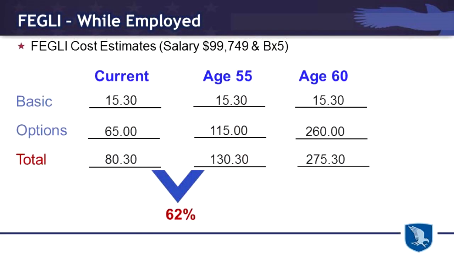Now let's assume you didn't do anything again with your FEGLI and you kept it, and while employed turned 60. Let's look at the numbers. First, again, basic will stay the same at that $15.30. It doesn't change, assuming your salary stays the same. But option B will go from $115 to $260, giving a total cost of $275 per pay period. That's a 112% increase just because you went from being age 59 to being age 60.